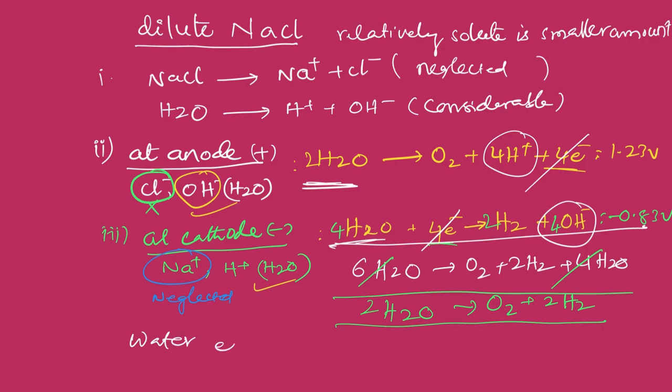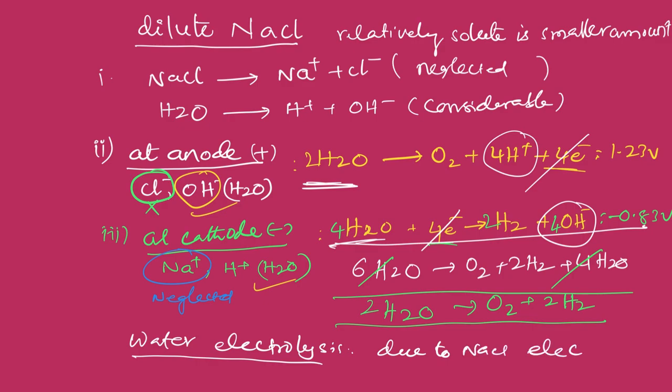Water electrolysis. In this, NaCl is present, but due to NaCl, the electrolysis process will be speeded up, but it is not NaCl electrolysis. Reason, it is a very small amount, therefore it is also known as water electrolysis. Due to NaCl, the electrolysis process will be speeded up.